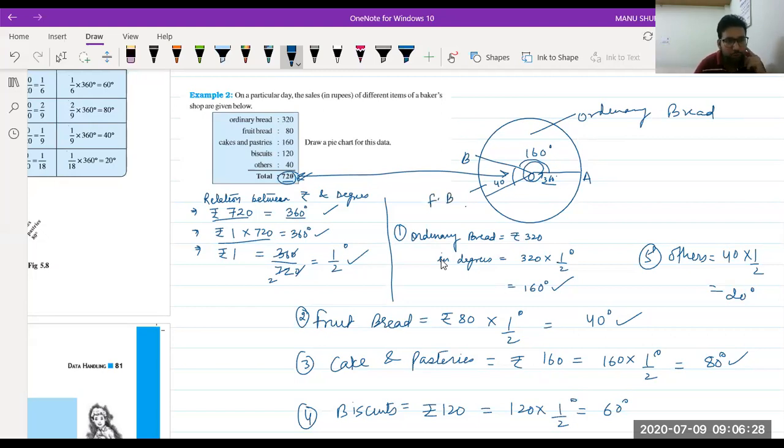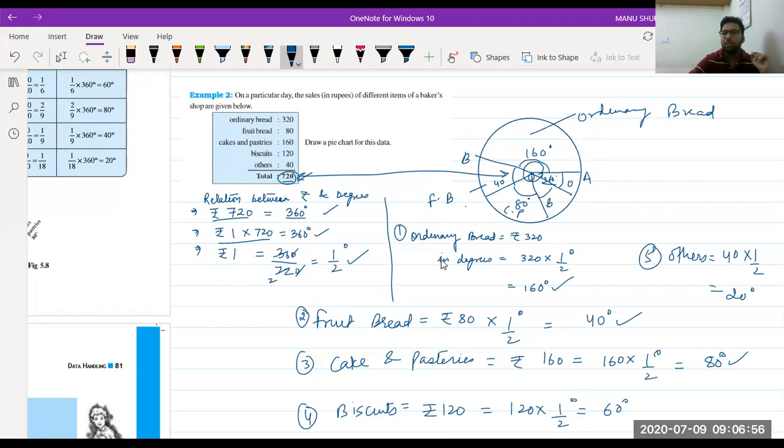Sir, but 120 upon 720 and 60, can we do like this? Beta Yuvraj, there are many ways to do. Your way is correct, no issue. Okay, you can do by that also. Now, third is cake and pastries, 80 degrees. Suppose this much will be 80 degree. This is for cake and pastries. Then we have biscuits, 60 degree. Suppose this much. And last is others.